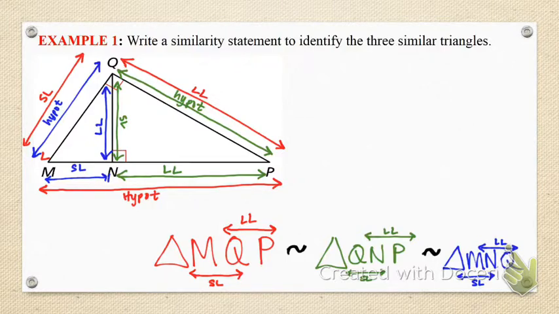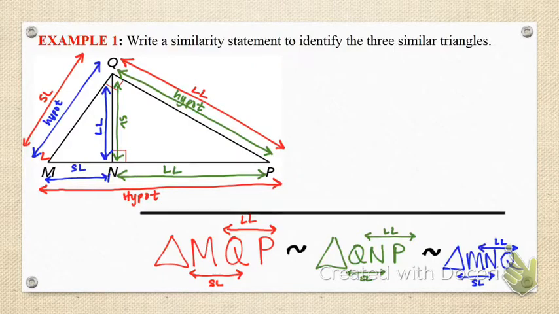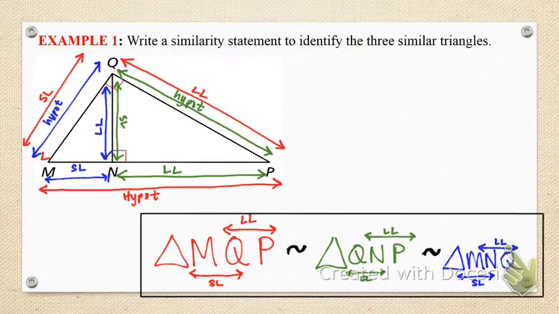So we're writing down the letters so that they go in the same relative position as all of the other triangles we're comparing. Now the goal of this is to be able to use these similarity statements, right, so that we can write proportions and solve for missing pieces of the triangle.